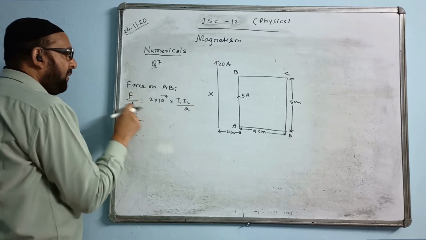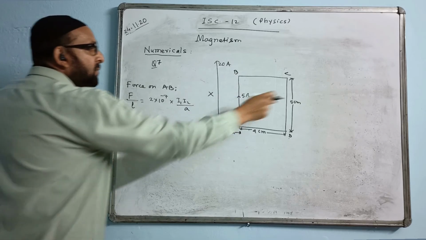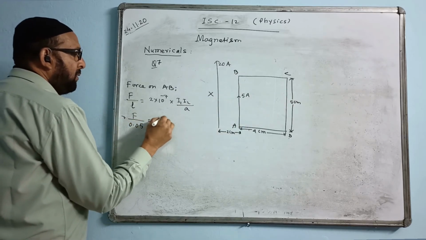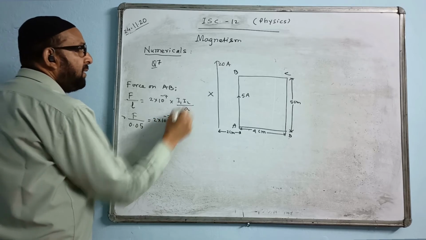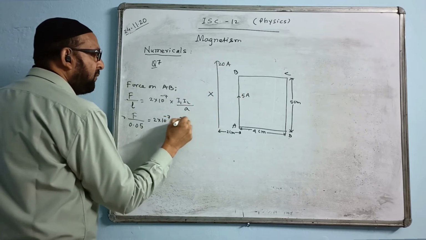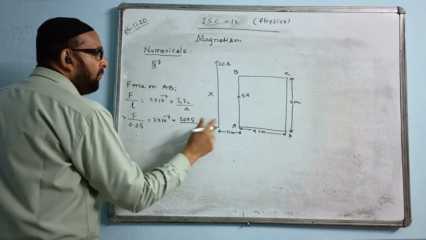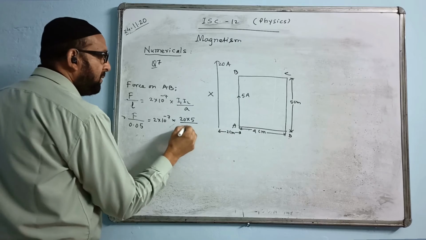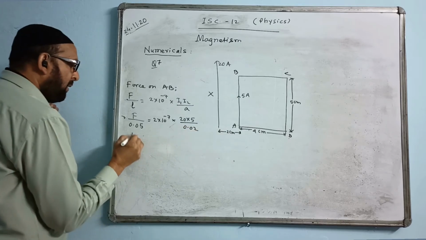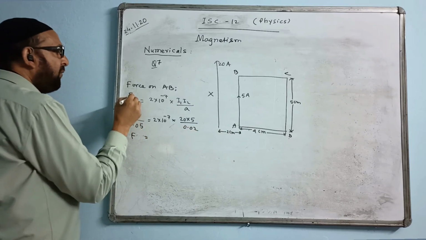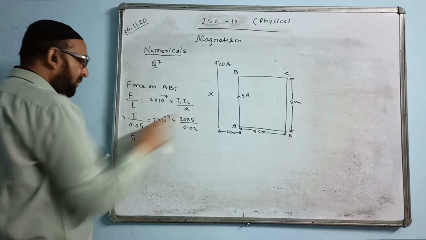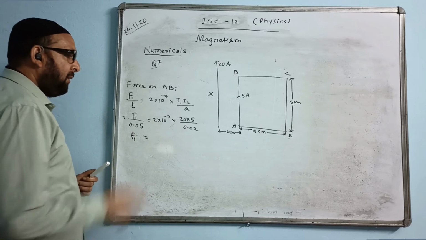Put the value of F. What is the length of this wire? The length of this wire is 5 centimeter, that is 0.05. 2 into 10 to the minus 7. I1 is 20 and I2 is 5, 20 into 5. What is the distance from here to here? 2 centimeter, that is 0.02. And I will calculate the value of F. This value of F I write as F1. We are finding the force on this wire, and that is denoted by F1.